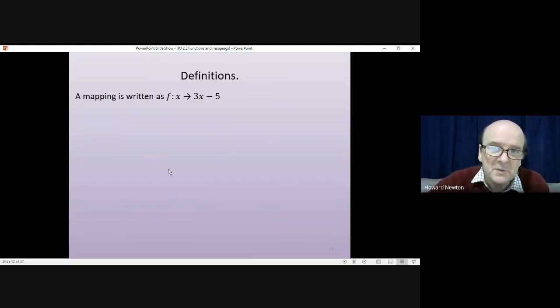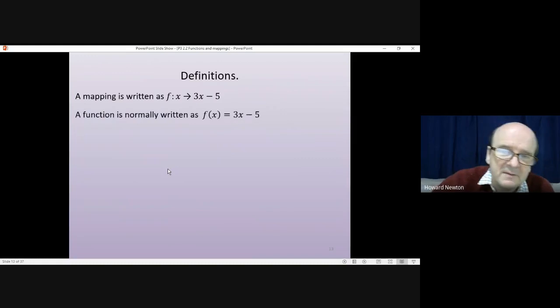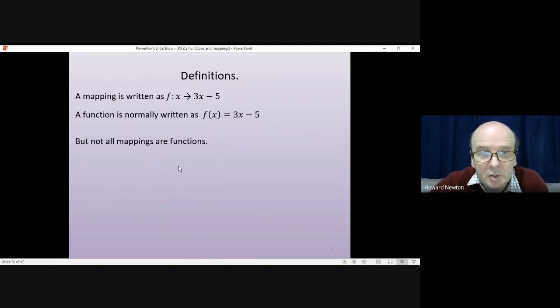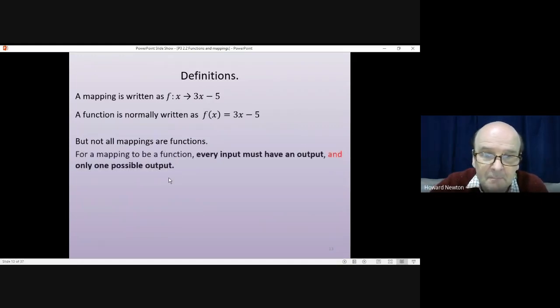Okay, mappings, we've said, are written something like f maps x to 3x minus 5. The normal language for functions is something like f of x equals 3x minus 5. Now, as we said, they mean the same thing. I suggested that they're identical to each other. Not quite true. Not all mappings are functions. And this distinction that's coming up is very important, frequently turns up in the exam.